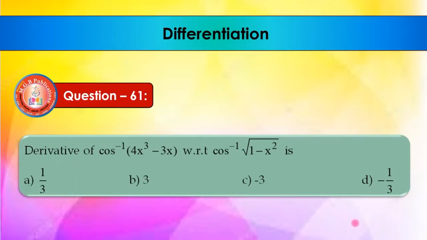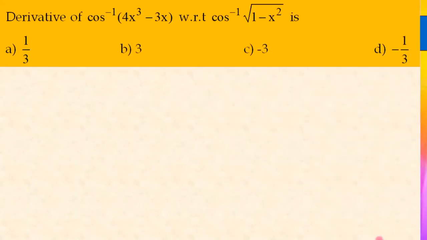Students, see question number 61. Read the question and write it. The question is: derivative of cos inverse of 4x cube minus 3x with respect to cos inverse of square root of 1 minus x square is, options are 1 by 3, 3, minus 3, minus 1 by 3. Let us find this.